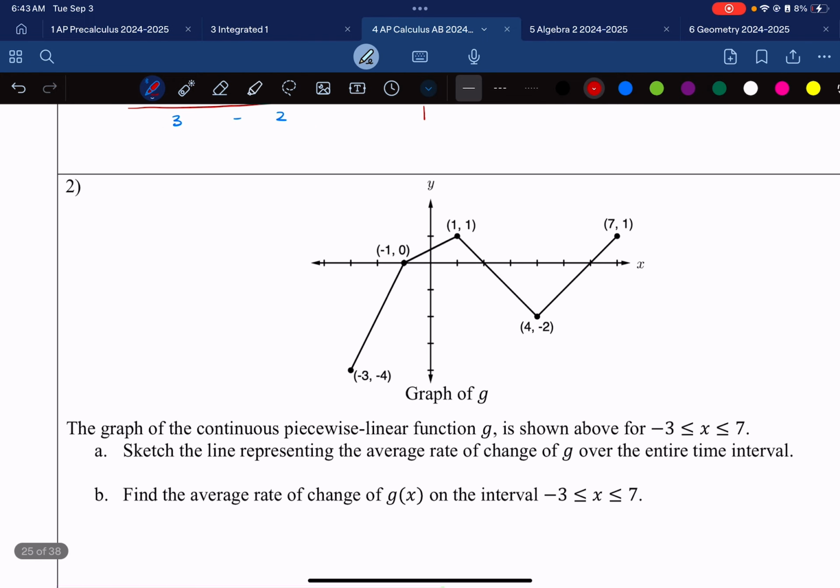All right, moving on to number 2. So continuous means we don't pick up our pencil. Piecewise means it's made out of pieces of functions. And it's what type of functions? Linear. So a piece of a linear, a piece of a linear, another piece of a linear, another piece of a linear.